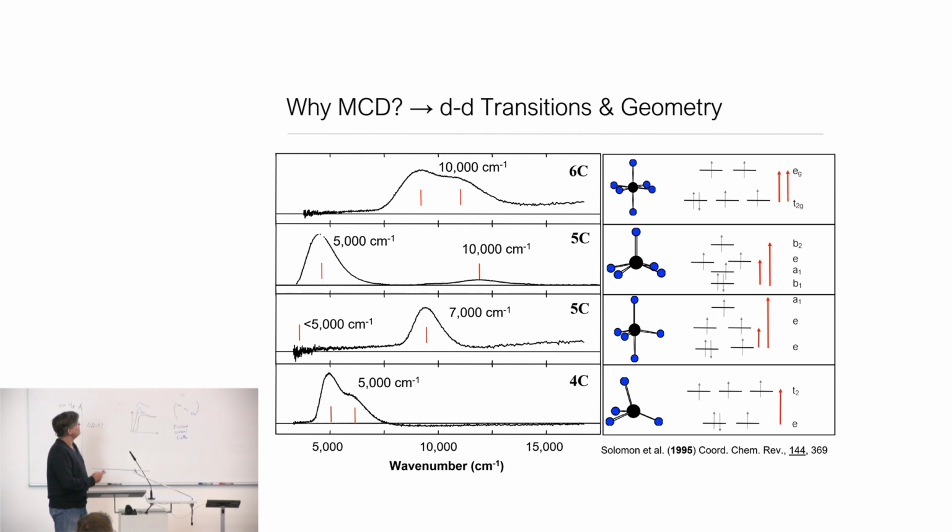And that typically gives rise to one transition at around 7,000 wave numbers and one that is undetectably low beyond 5,000 wave numbers. So 5,000 wave numbers or 2,000 nanometers, that is for practical purposes pretty much the limit of where you can go. I'm not aware of an MCD or absorption spectrometer that can go below that, and below that is a different domain of spectroscopy that is currently being explored.